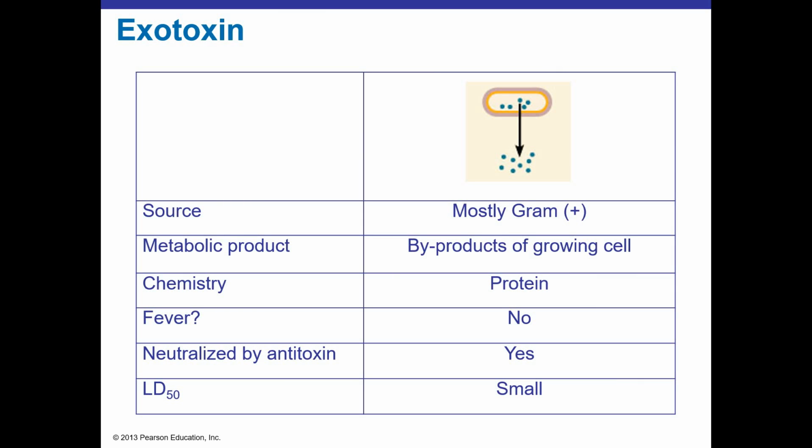If we look at exotoxins, they are mostly made by gram-positives, though we'll see a few exceptions when we talk about specific diseases later in the term. They're a metabolic byproduct that is produced by growing cells, and in their chemistry, they are proteins. Proteins are antigenic, meaning that they're good at stimulating antibody production. That's why we can use antitoxins, antibodies that have been produced in something else, preformed, to neutralize the toxin. These do not cause fever, but they are very lethal. So their LD50 is very small. It only takes a very small amount in order to do harm.